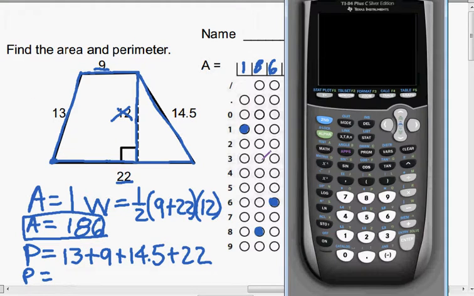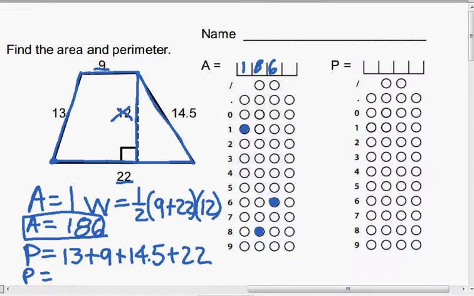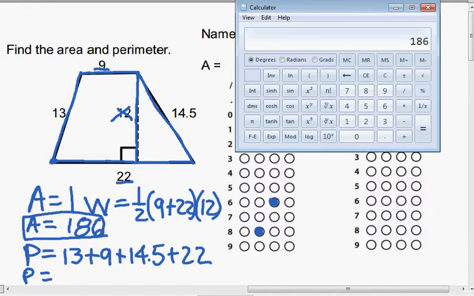Let's try the school calculator again. No, still not going to work. 13 plus 9 plus 14.5 plus 22. 58.5.